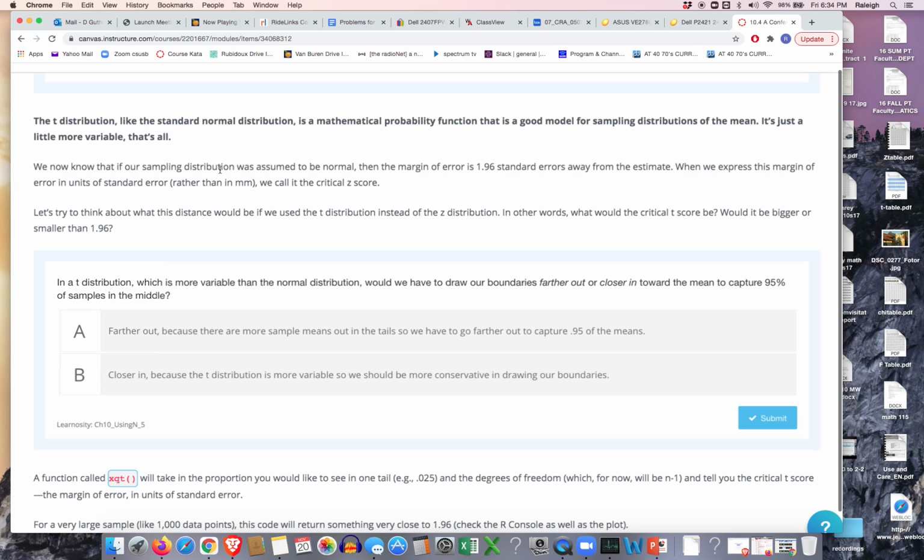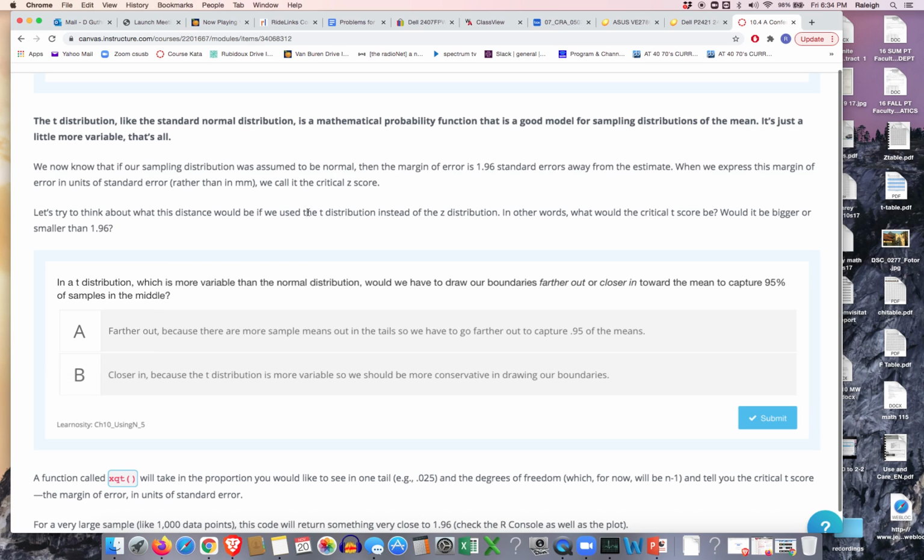Yeah, so if the sampling distribution was normal, or z, the margin of error would be 1.96 standard errors away from the estimate to get to 95%, approximately 2. We express this margin of error in terms of the units of standard error instead of millimeters. We call it a critical z-score. Plus or minus 2, plus or minus 1.96 is better.